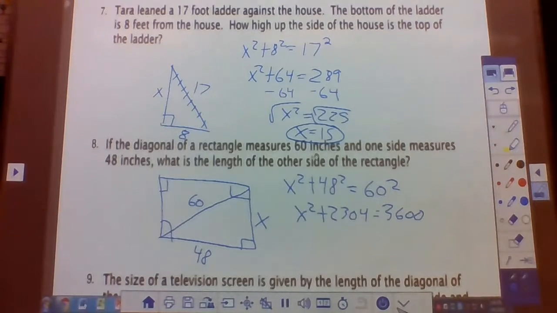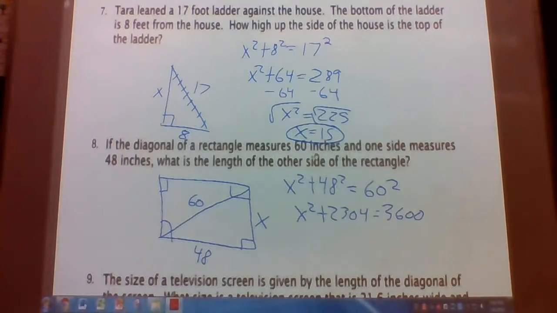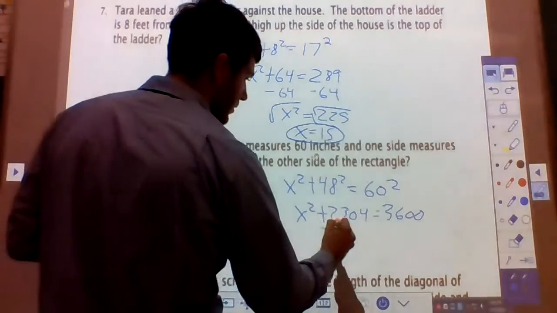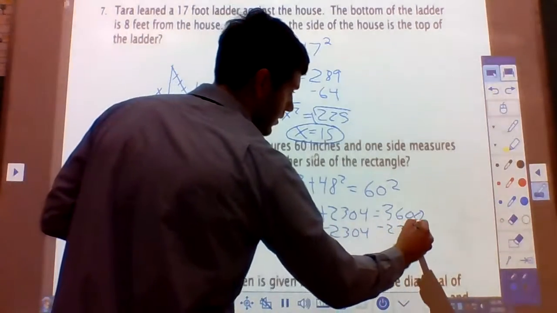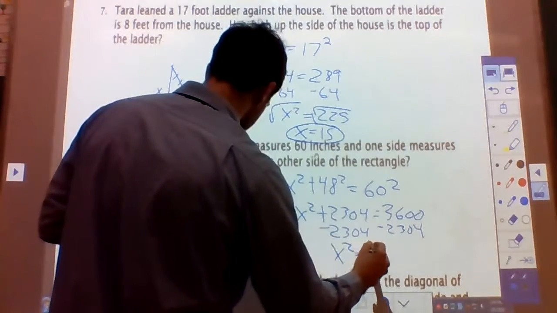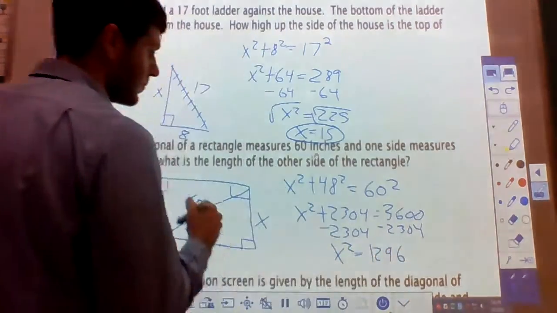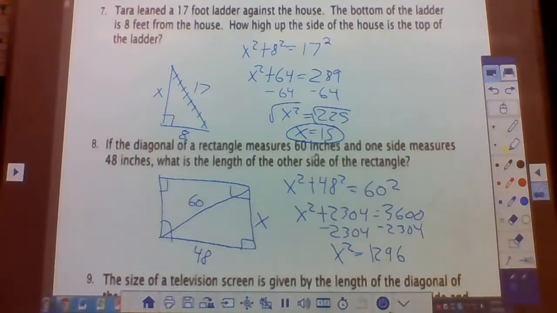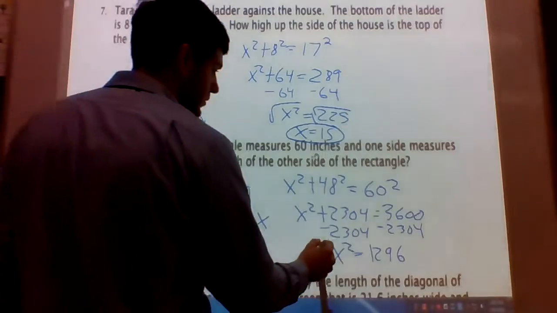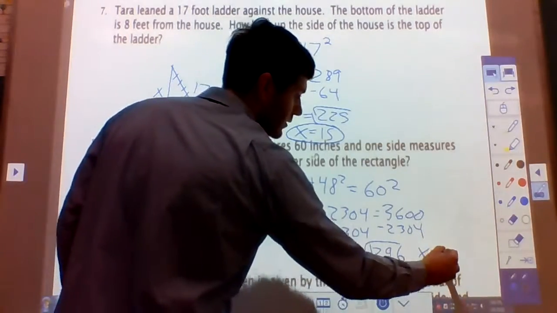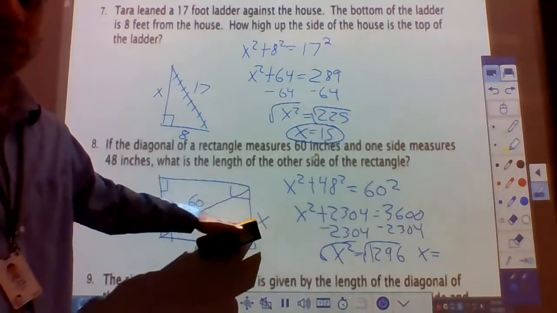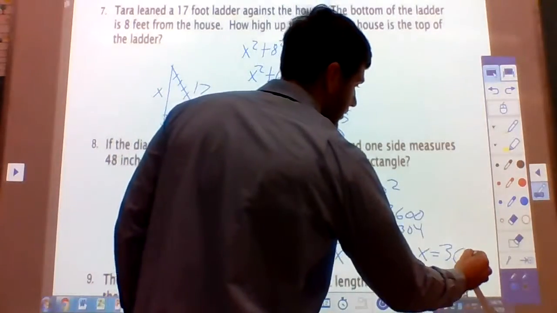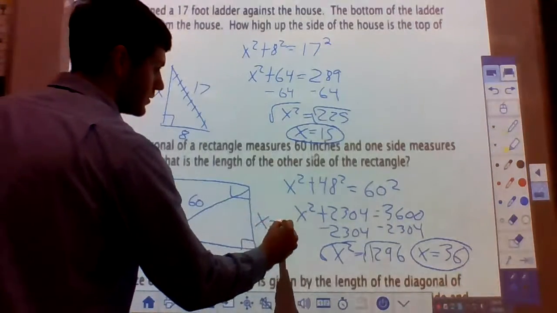So 3,600 minus 2,304. We get x squared equals 1,296. Okay. And the square root of 1,296 is 36. So square root both sides. Again, we get plus or minus 36, but we can't have a negative length, right? So it has to be a positive number, so it's going to be 36. So x equals 36 inches.